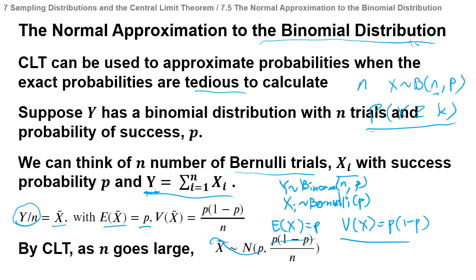Okay, and by applying the central limit theorem as n goes large, you can check this. In other words, x bar minus p divided by the square root of p times 1 minus p over n follows normal 0, 1.